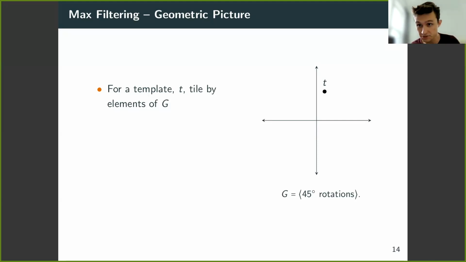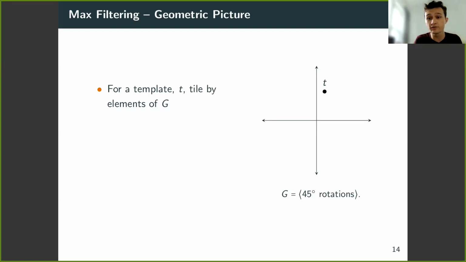This is a rotation group. We're going to have G be a set of 45-degree rotations, and we're going to max filter over G. So I've got a template T, and for any given X, if I wanted to max filter X with T, what I would do is take my vector X and rotate it to be as close to T as possible, and then record their inner product. That's how you do a max filter.